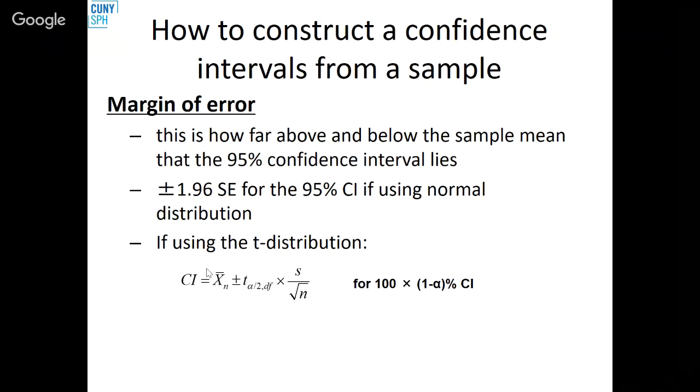Right? It makes sense. There's more uncertainty in your estimate because there's uncertainty not only in your mean, but in your standard deviation. And so the t-distribution has wider tails, and your margin of error gets larger when you have to use the t-distribution instead of the normal distribution.